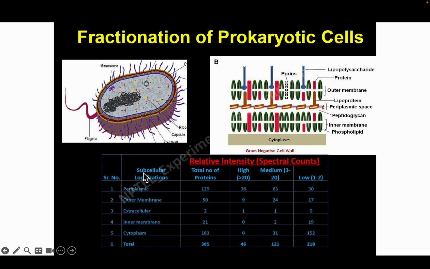So where you can see subcellular localization, periplasmic space, total number of proteins 129. You don't have to remember these numbers. Outer membrane also has some amount of proteins, extracellular, inner membrane, cytoplasm.